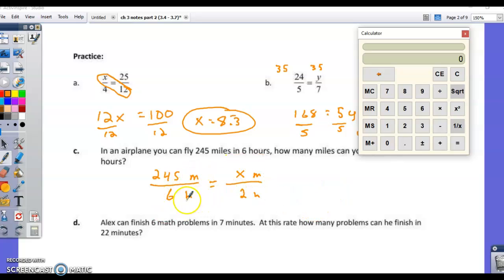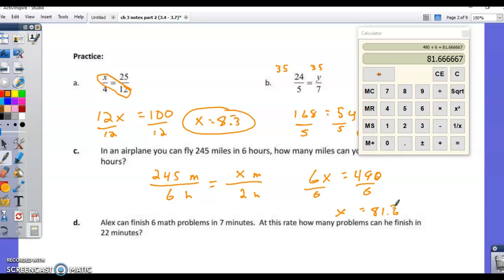I want you to get in the habit of setting up these proportions because it will help you out. So if I look at this and I cross multiply, I have my 6 hours and the x here, so I can call this 6x. 245 times 2 equals 490. And then I can divide that by 6 to get my answer. So x equals 490 divided by 6, which is 81.6 repeating, or 81.67, whatever you want to do.